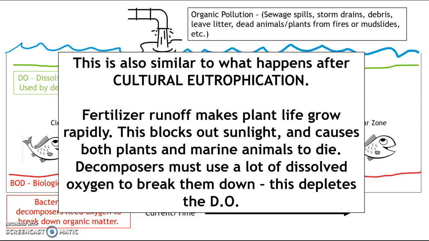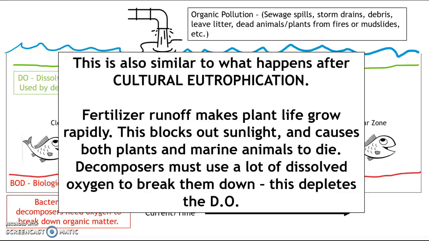One thing before we end this video, I want to talk a little bit about how this relates to cultural eutrophication. What happens with our organic pollution is similar to what happens with marine life that ends up dying as a result of cultural eutrophication. Just a quick review: in this process, fertilizer runoff makes plant life grow rapidly. So we get these big algal blooms, these big increases in seaweed, and basically it blocks out the sunlight. When it blocks out the sunlight, our plants and marine animals that rely on those plants as producers die off.